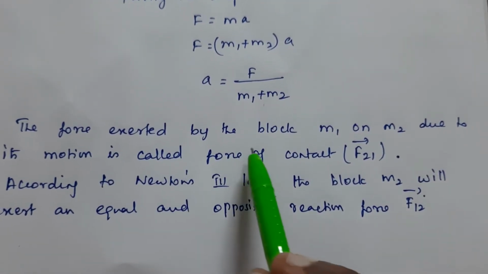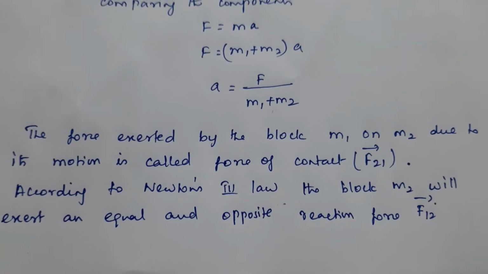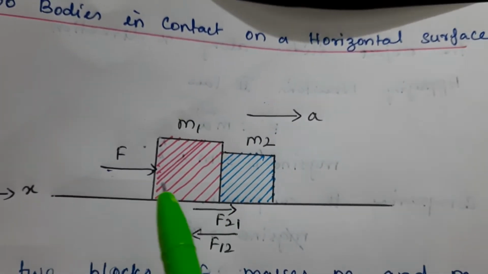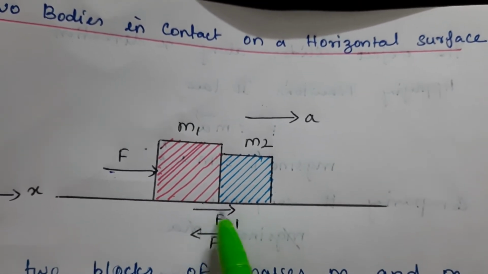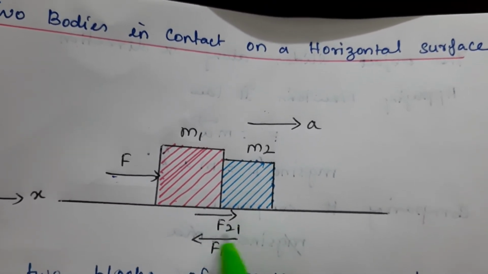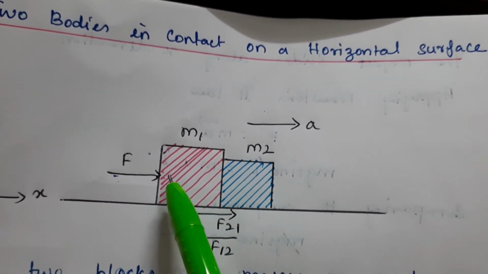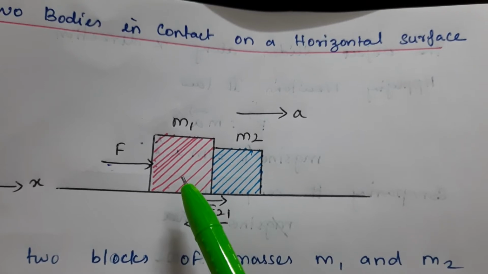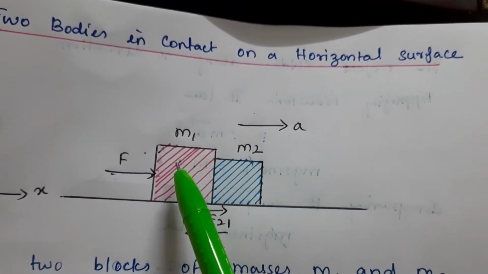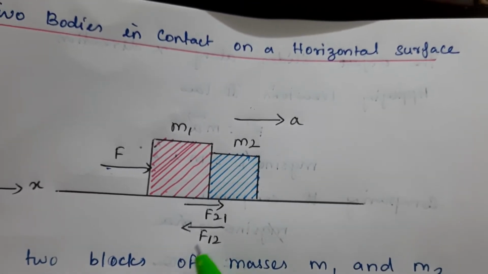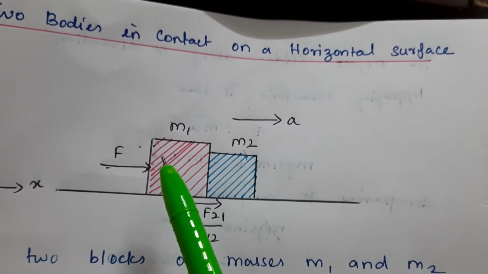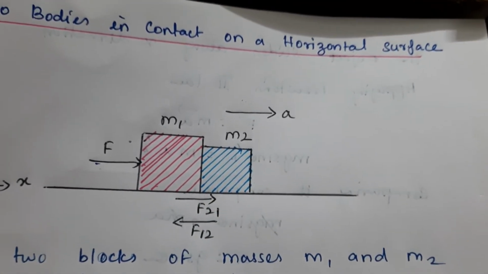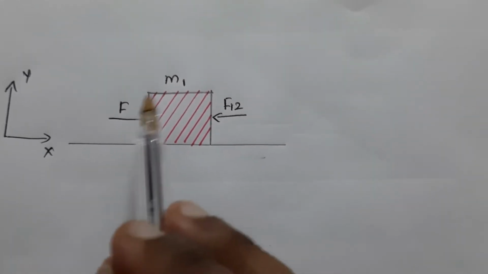Now the force exerted by the block m1 on m2 due to its motion is called the force of contact. The force given by m1 on m2 we call F21. Now according to Newton's third law, a force will be exerted by m2 on m1 also. So the block m2 will exert an equal and opposite force on m1, that is F12. So the force exerted by m1 on m2 is F21 and the force exerted by m2 on m1 is F12.